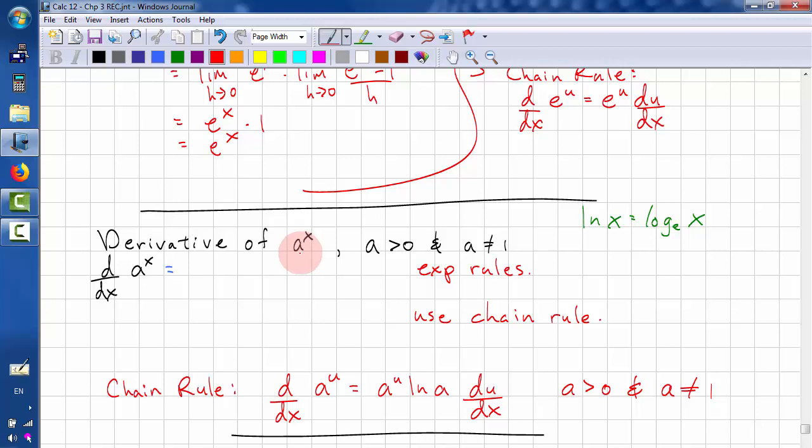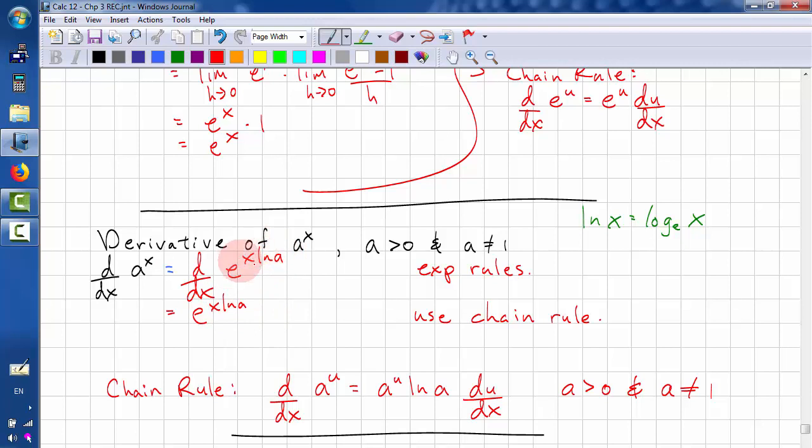Derivative of a to the x. It's not as simple as e to the x, but let's look at it. We have d dx of a to the x. We need to convert a to the x into the form of e to the x. So we start by taking ln of a to the x. So the x comes out front, and we have x ln a. And then we need to do the inverse of ln, which is e to the power of our expression. And that's how we convert it to e to the power of x ln a. So this gives us e to the x ln a.